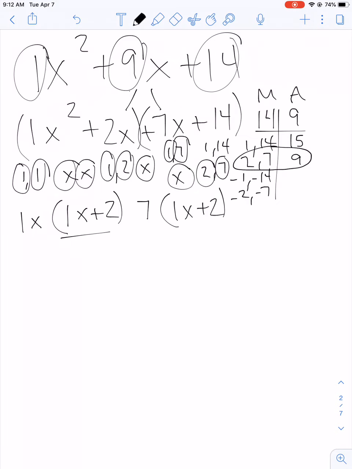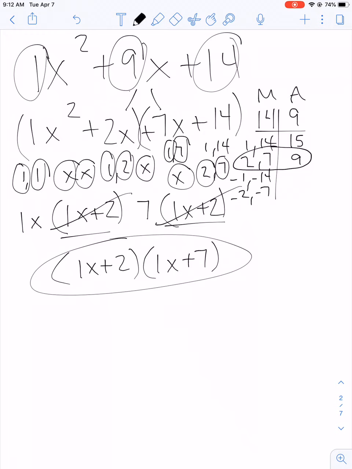Again, if you did it right, these should be the same. We're going to write that in front. We're done with it, so we cross it out. And what's left over? 1x and positive 7. Now, some of these can get a little more difficult, but it's still the same process every time.